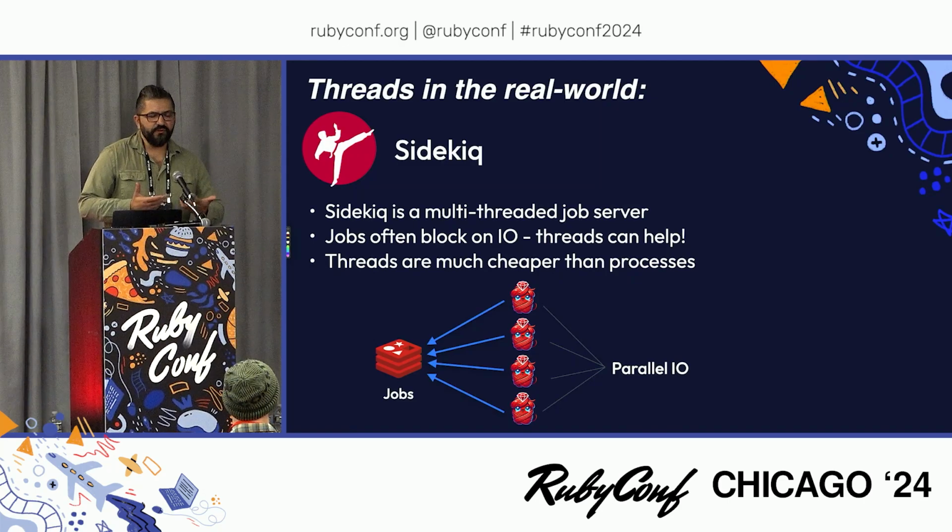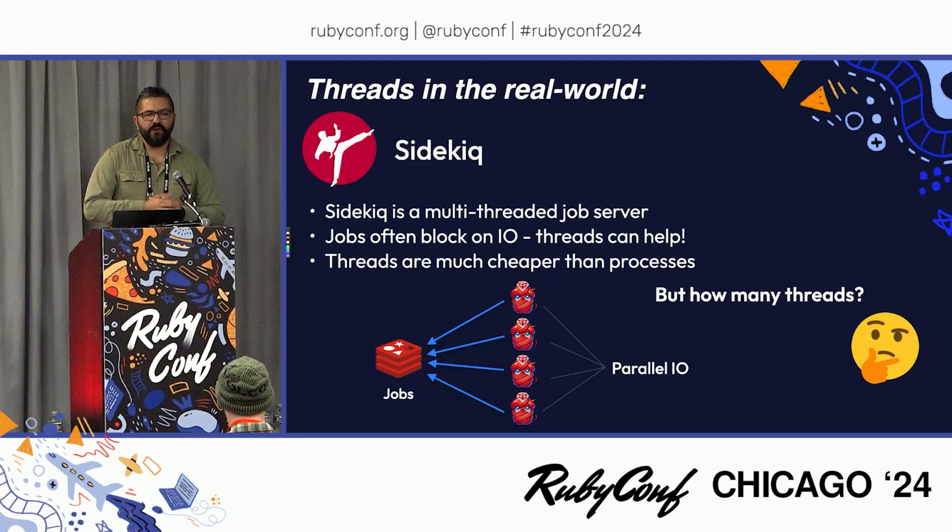It's pretty simple to express. Jobs essentially run on a thread. They pull job information from Redis, and then within your jobs, whenever you do something like an HTTP call or a database call or whatever, those can be parallelized, and so you get better throughput.